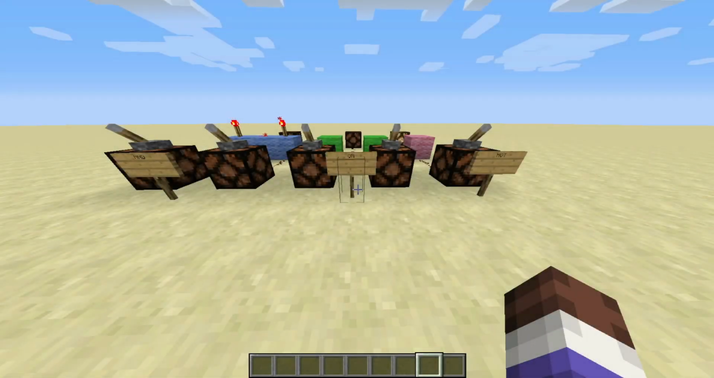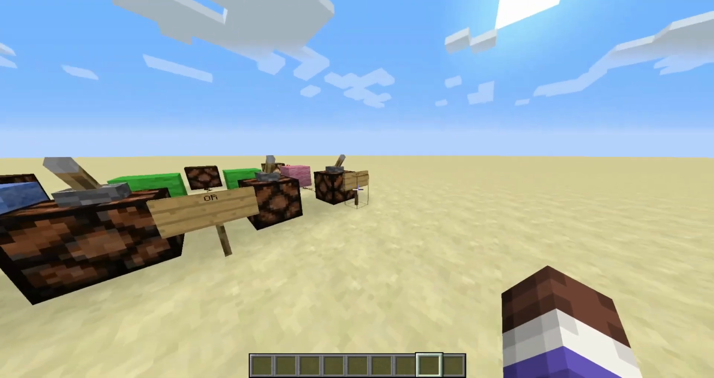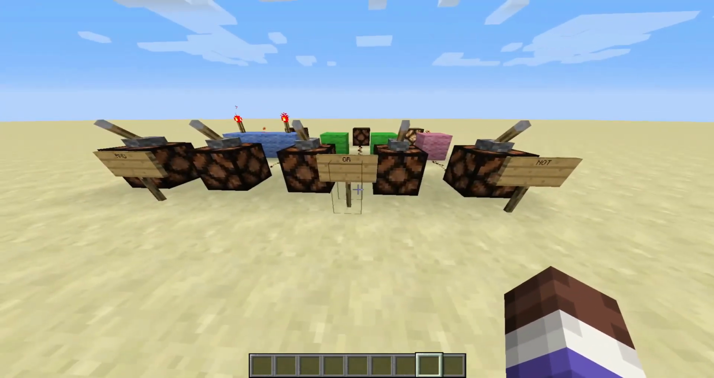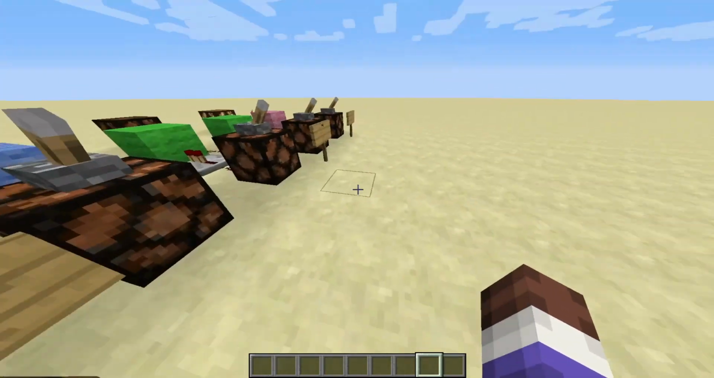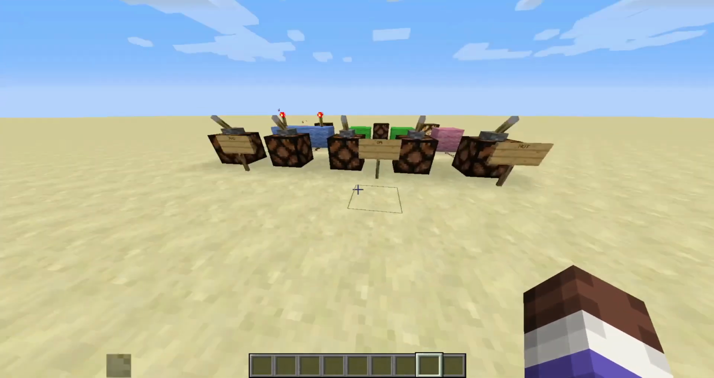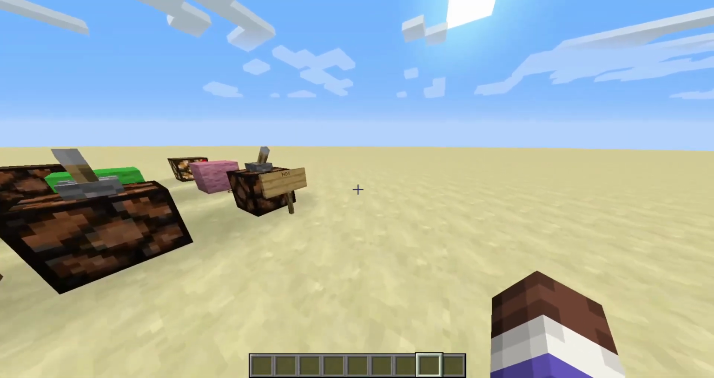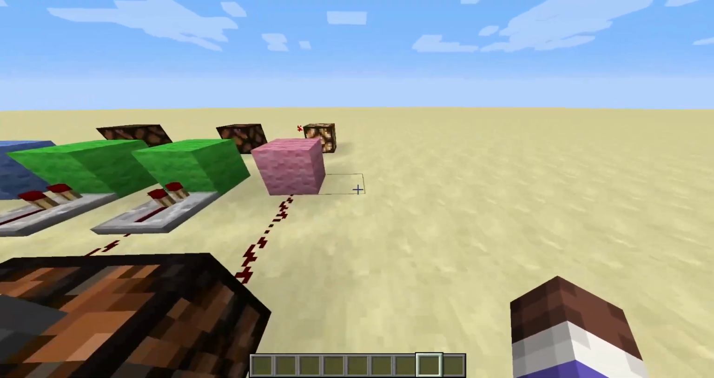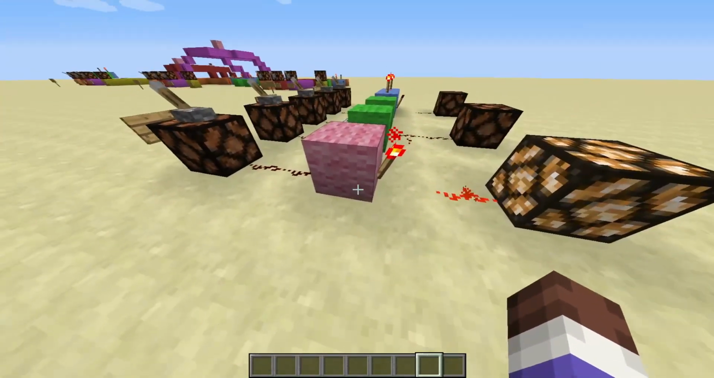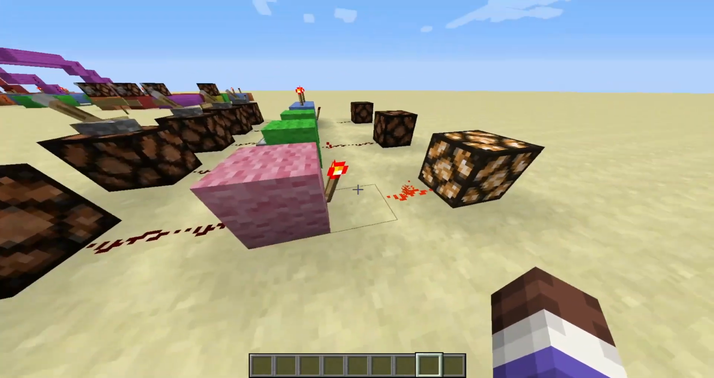So I have here laid out in front of me 3 of the fundamental gates you need to know. We have the NOT gate, the OR gate, and the AND gate. And we're going to go from right to left, identifying what they do. So the NOT gate is the simplest of the 3. It's literally just a redstone torch on a block.